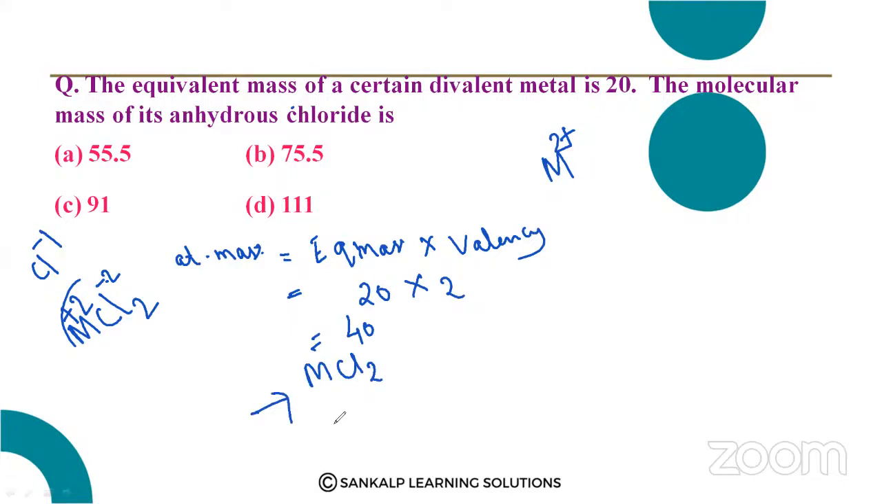What is the atomic mass of the metal? It is 40 plus, each Cl is 35.5 into how many? 2. After solving this, the answer will be 111. So the correct answer is like this. When equivalent mass is given, first you have to find out the atomic mass by multiplying the equivalent mass with its valency. Then you have to find out the molecular mass of the compound. This is the way you are going to solve gram equivalent problems.